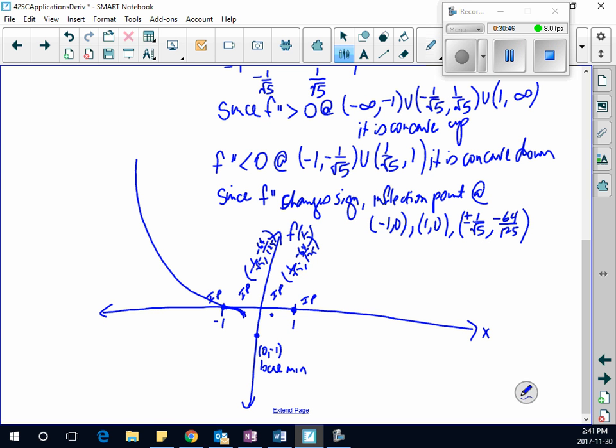Then it's concave up again. This is concave up, this is concave down, and then it goes like that, concave up again. That's what I'm saying. It's kind of a cool looking graph. Looks like a deer or something.